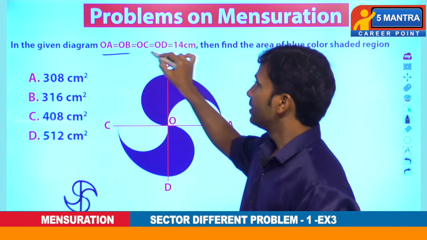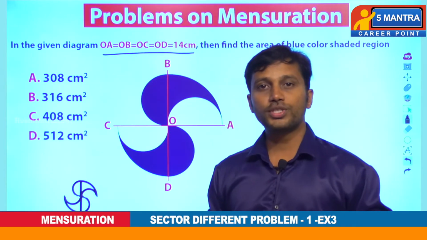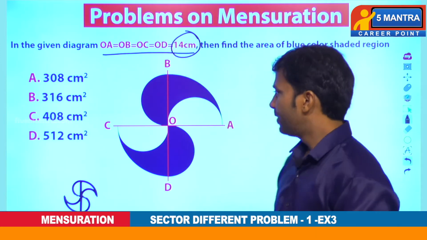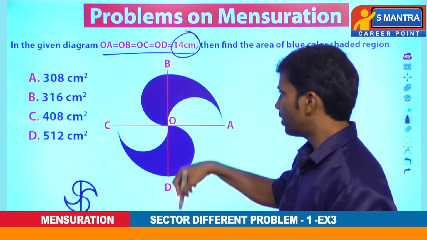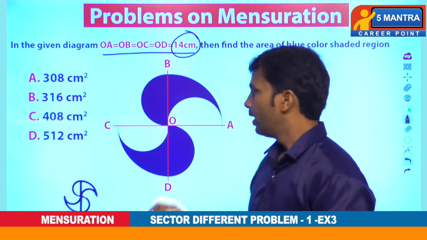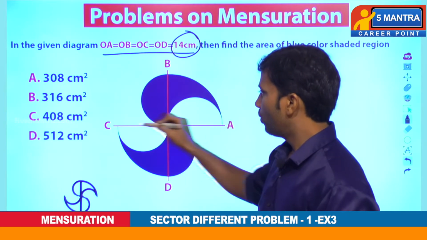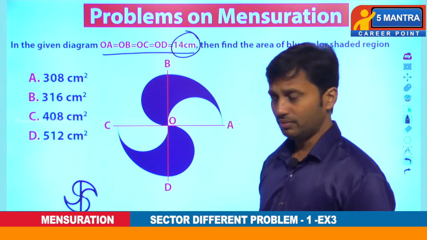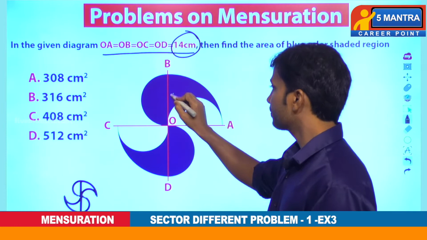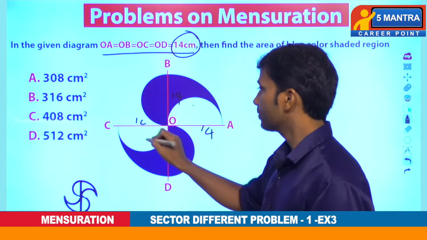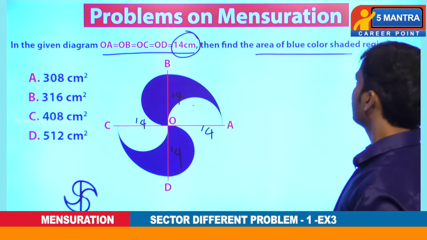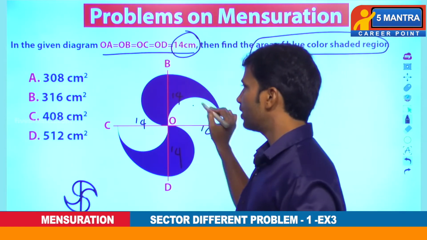Here it is given that OA equal to OB equal to OC equal to OD equal to 14 centimeters. It's a measurement. That means OA and the others lie along two mutually perpendicular axes, like we can say X and Y axis also, and OA, OB, OC, OD are equal. Means all these segments are equal and the length of each would be 14. And we need to find out the shaded region, the blue colored part, that is, the total shaded region.